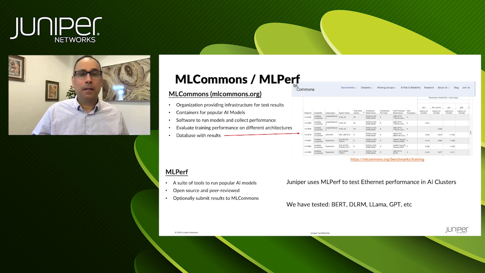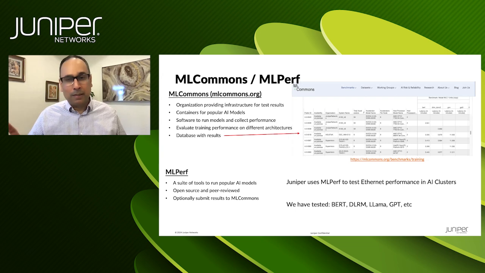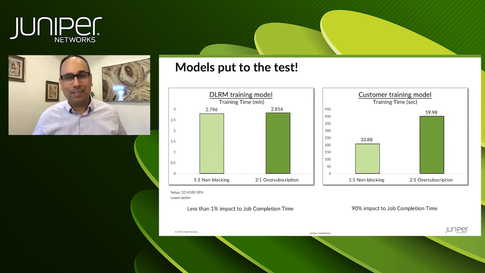Agree. Totally. The third and the last question, David, I have is, if I look at the presentation on slide 18, I observe that there are two models, DLRM and the customer training model, that produce different results for non-blocking and oversubscription. So what distinguishes these two models? If you can just throw some light there.